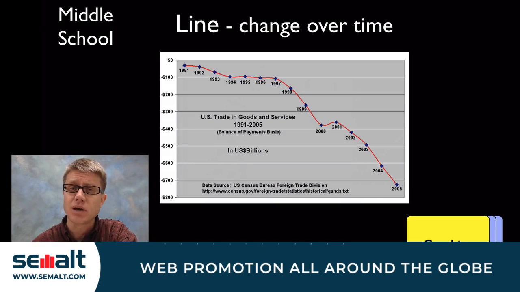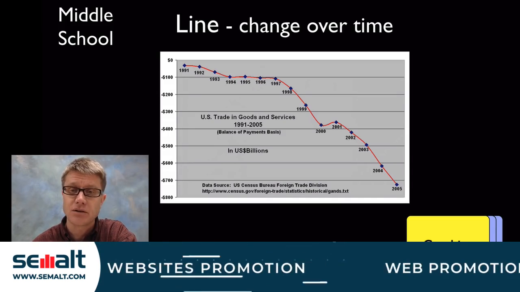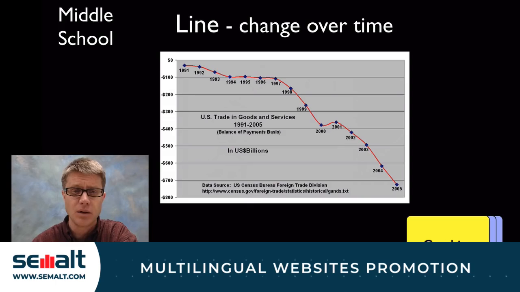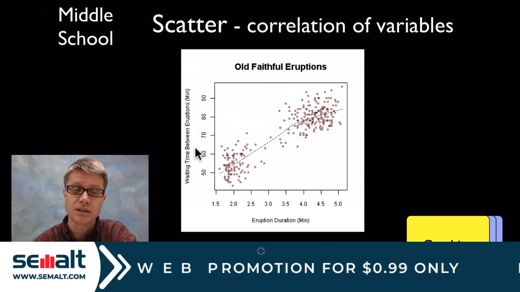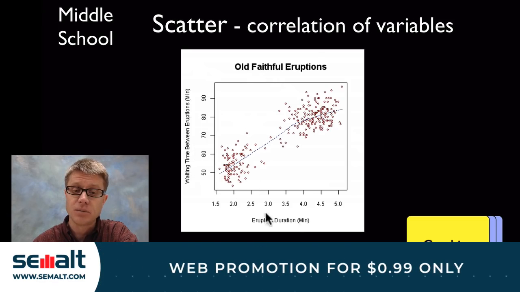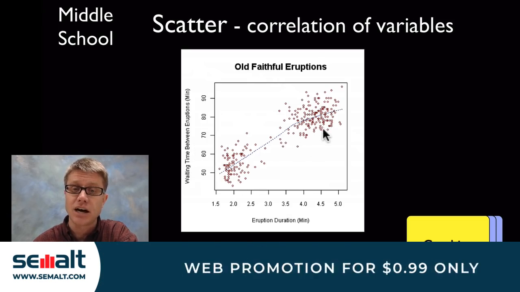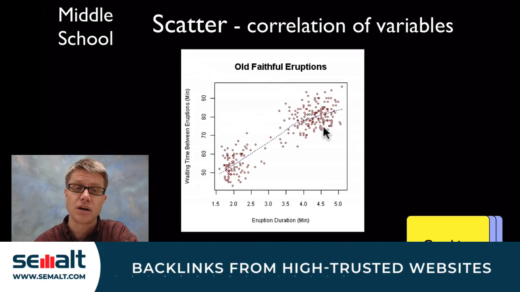And so the 4 major types of graphs I teach are the line graph. We're looking at change over time, and you're going to connect the data points. We would use a scatter plot if we're looking at correlation of variables, so eruption duration and waiting time at Old Faithful. This would be a scatter plot. We're not going to connect the dots because we're just correlating those 2 variables.